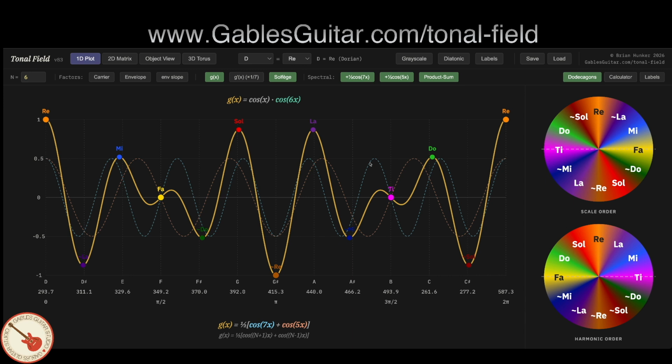All right, so I think that about does it for this video explaining the 1D plot view, and we'll come back with the next video where we'll talk about the 2D matrix, and then we'll move on to the object view and the 3D torus view. So look forward to seeing you in the next video.